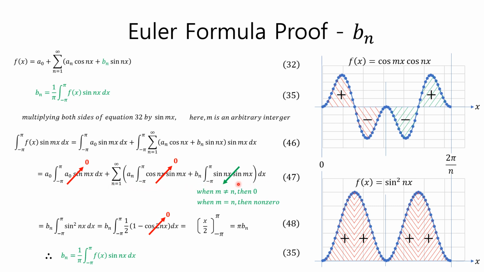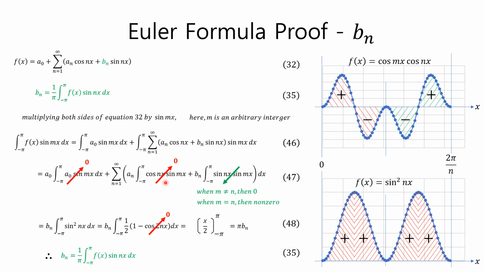In equation 47, the integral term of the sine, which is the first term on the right side, is 0 because m is a positive integer. The first integral term of the sigma function, the product of sine and cosine, disappears because the integral value of the product of sine n and cosine m is 0, regardless of whether n and m are the same or different.